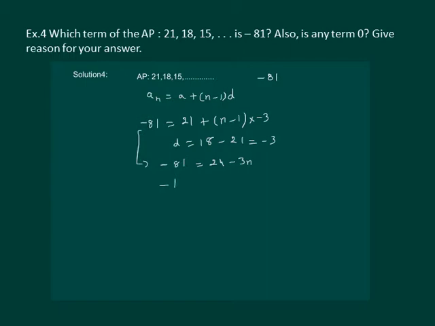Further solving, we get minus 105 equal to minus 3n. Minus gets cancelled and 105 by 3 equal to n. So n equal to 35, which implies that the 35th term of the given arithmetic progression is minus 81.